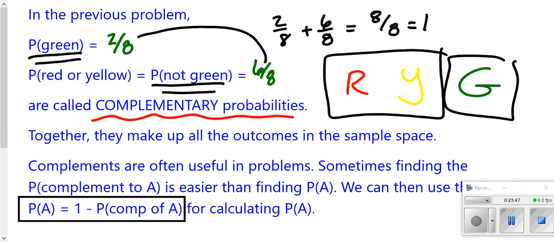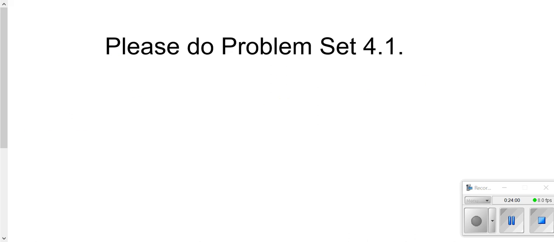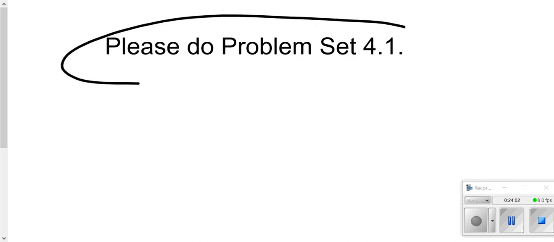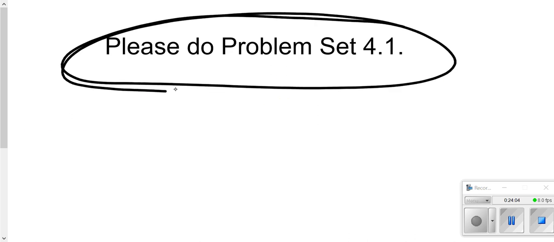So with complementary probability, if I want to find the probability of something, sometimes I say, okay, take 100% or 1 as a decimal and subtract the other, the opposite probability, the complement, okay? Bear that in mind, that's going to come up. You do have a problem set to try, and thank you for listening.